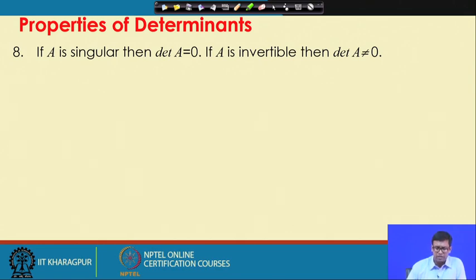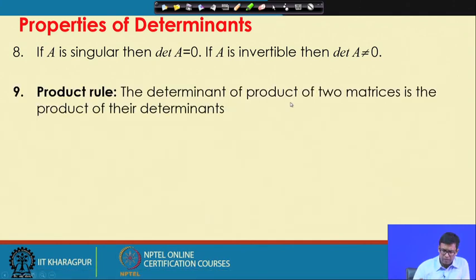I cannot write x is equal to A inverse B, because A inverse cannot be found. So, if the matrix is singular, then the determinant is 0 and A inverse also cannot be found, and we can say that if A is invertible, if we can write A inverse, then the determinant should be non-zero. Product rule: the determinant of the product of two matrices is the product of their determinants, and this is a very important rule used in several calculations in linear algebra.